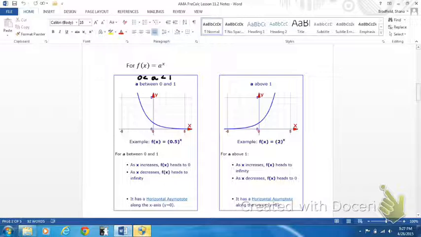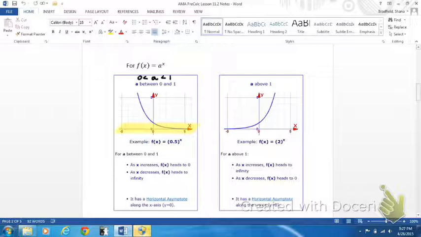If a is between 0 and 1, the general form of the function is going to go down from left to right. And so we say that as x increases, y decreases or heads to 0. And as x decreases, y increases and goes to infinity. And it has a horizontal asymptote at y equals 0, which is your x-axis there.